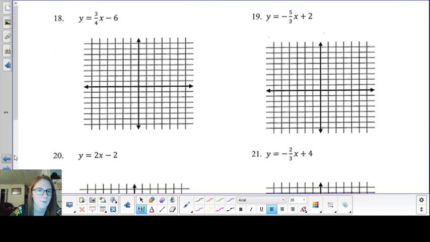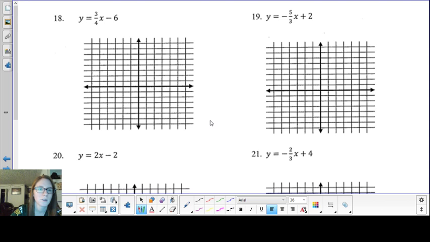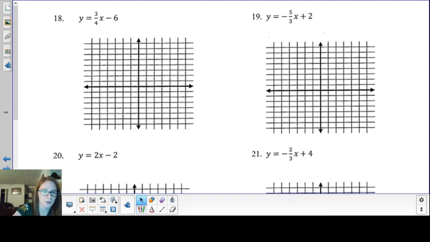Okay, so this is my last slide. I'm going to do these 2 more with you, and then I want you to pause and do the last 2 on your own. All right, so we are going to start at the intercept, which is the last number. So we're going to go down 6, 1, 2, 3, 4, 5, 6. And then we're going to go up 3 to the right 4.